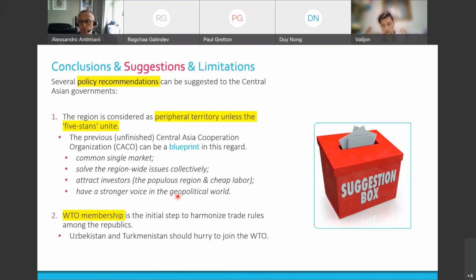And then WTO membership is the initial step to harmonize the trade rules among the republics, because if all of the countries are members of the WTO, it is easy to harmonize their trade rules. And this is especially true for Uzbekistan and Turkmenistan. They should hurry to join the WTO.